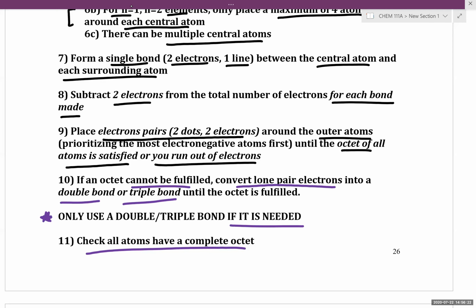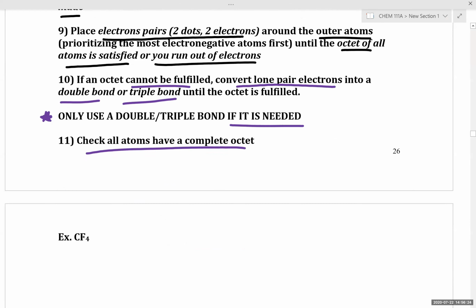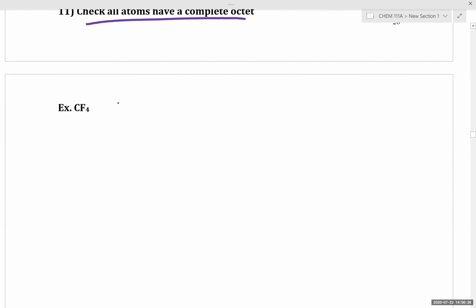Now, this is a nice set of rules. Let's show how these rules are put into practice. So for CF4, first things first, I'm going to do a count. So carbon, which is a 4A element, has how many electrons? How many valence electrons? 4.